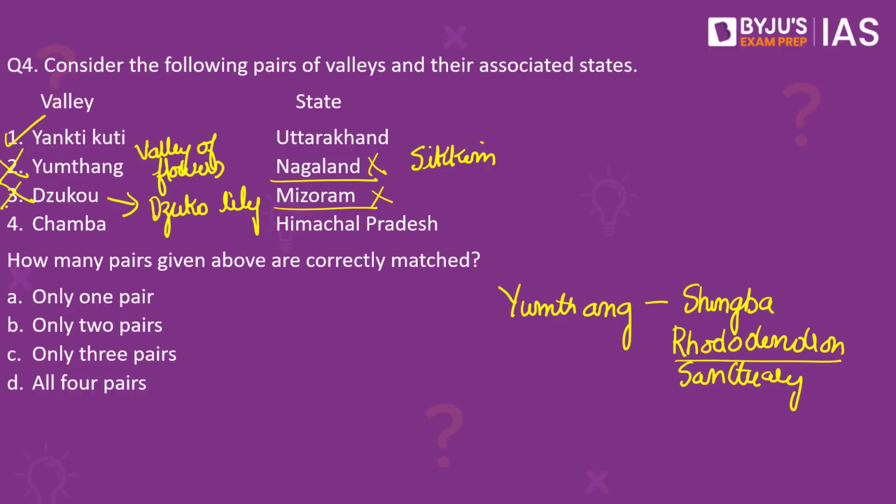Moving on to the fourth pair. Chamba Valley is indeed located in the Himachal Pradesh state. It is located on the banks of the river Ravi, a tributary of the Indus River. Since the question asks for the correctly matched pairs, the answer would be option B, only two pairs.